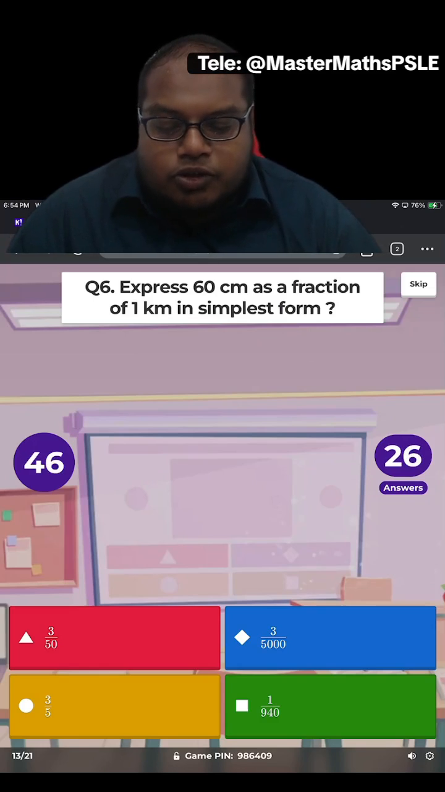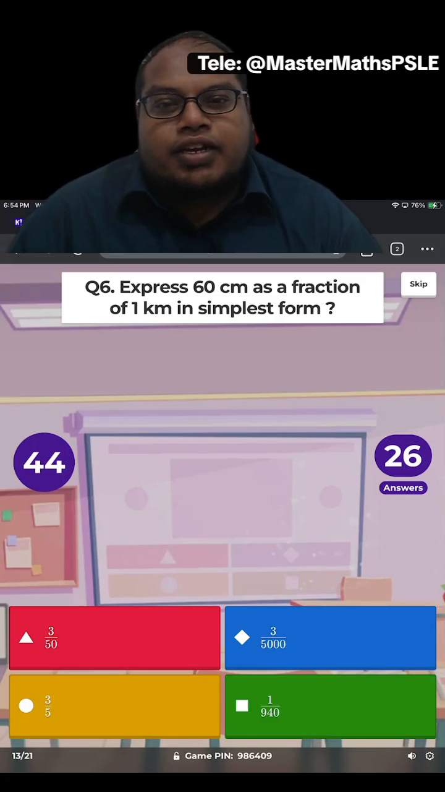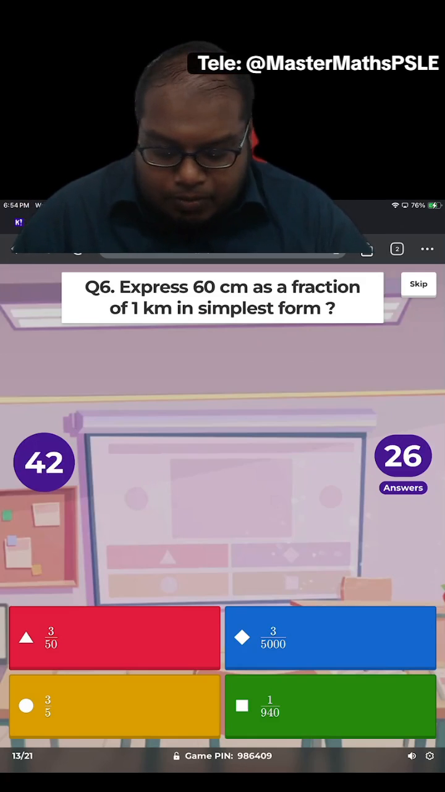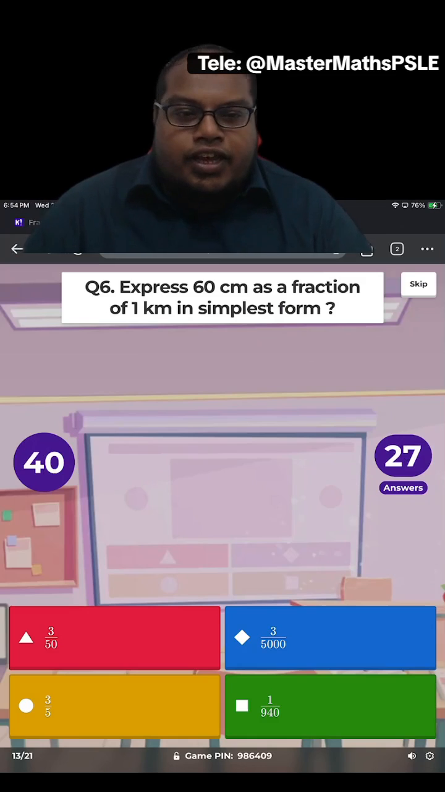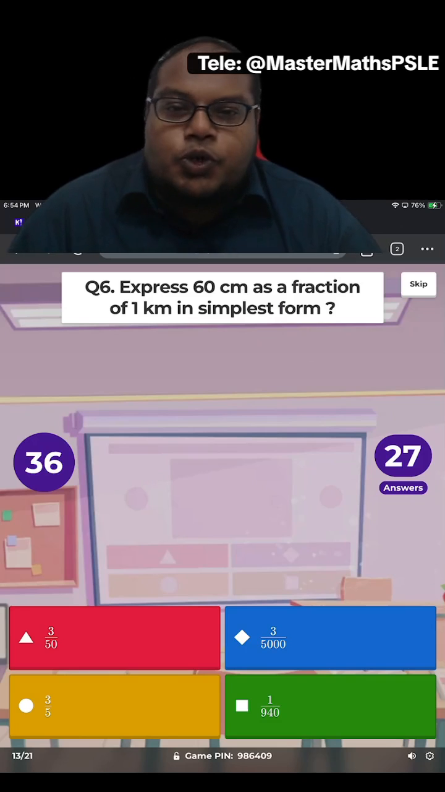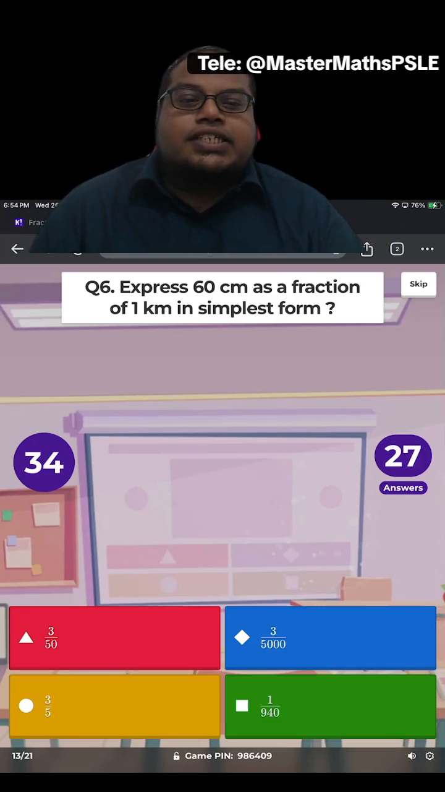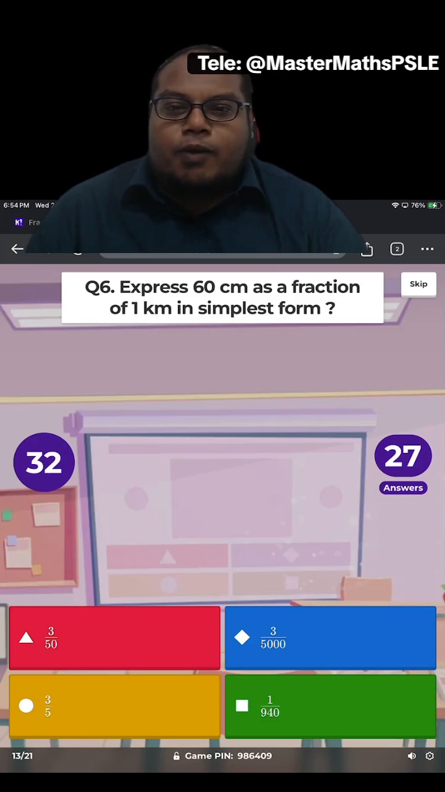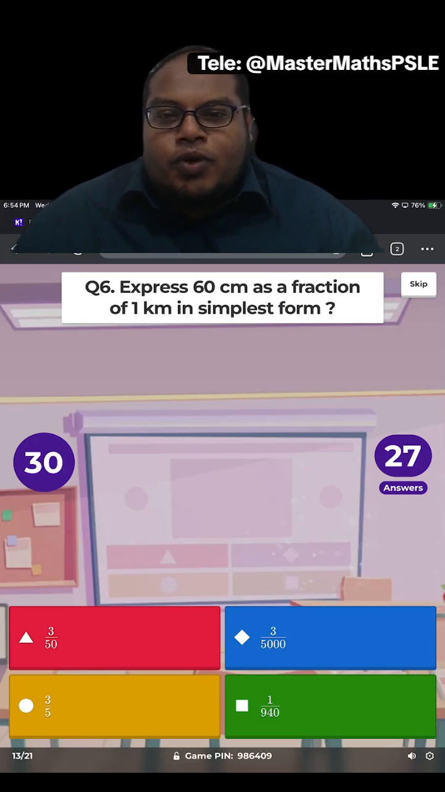So how now? Should you just put 60 over 1 or 1 over 60? But coach, there's no 1 over 60 there. Then how? What should you do to the cm and the kilometer?